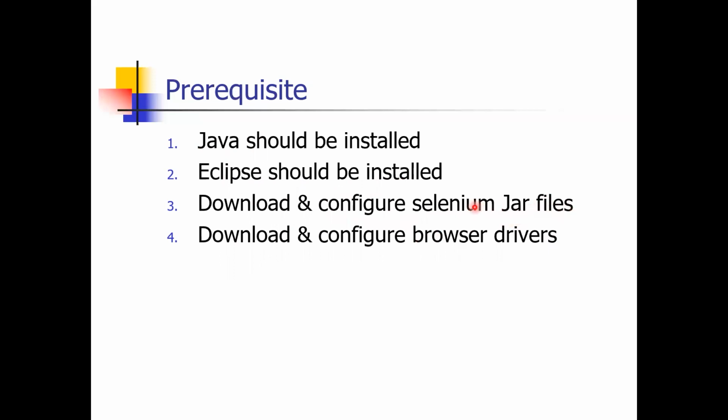Now we are doing testing of web applications. So which browser are you using? Chrome, Mozilla, Firefox, anything. Download and configure those browsers' drivers. These 4 requirements are there for doing programming. You should have Java installed on your system, Eclipse installed, and after Java and Eclipse installation, configure the jar files of Selenium with Eclipse and the jar files of browsers with Eclipse.